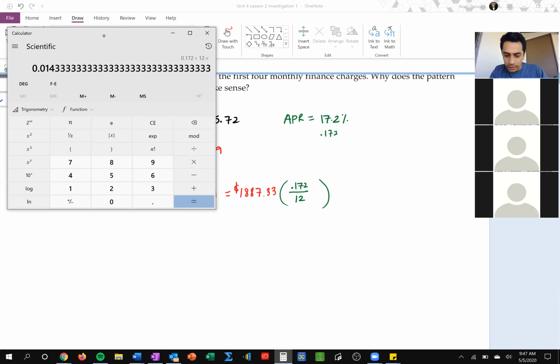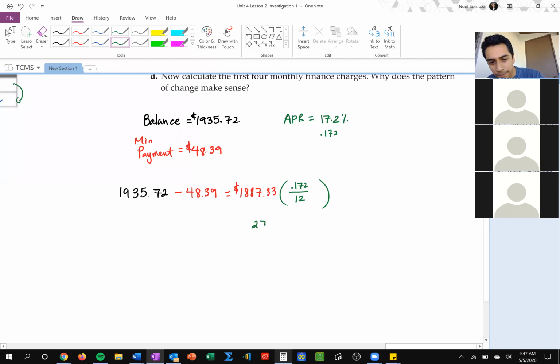Now we want to multiply this times 1887.33. So how much interest is she getting charged? It's $27.05. That's the finance charge. So now this interest charge gets added back to this right here, the $1887.33.